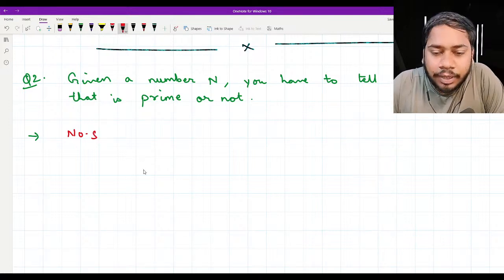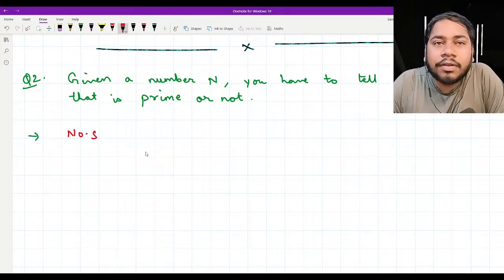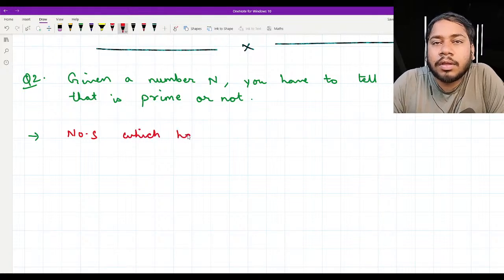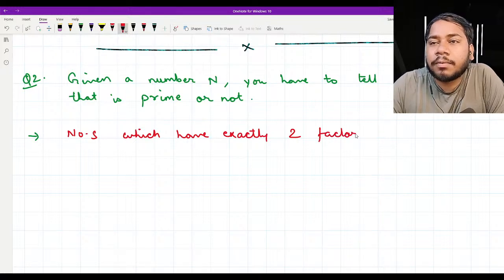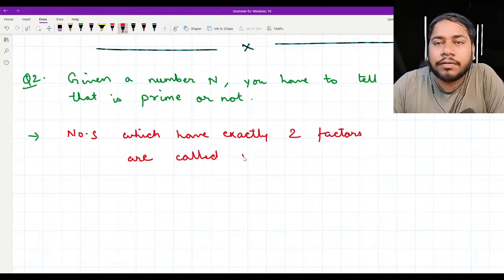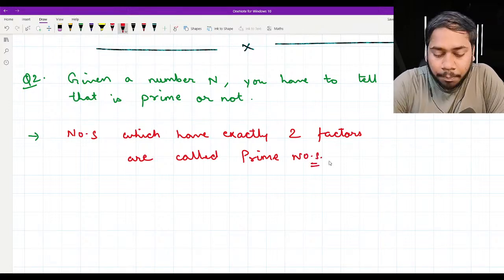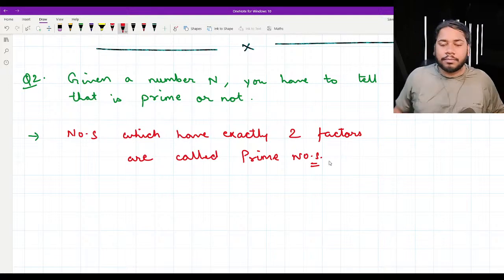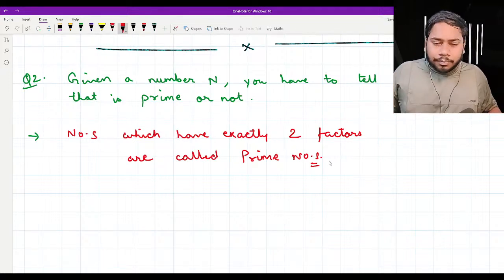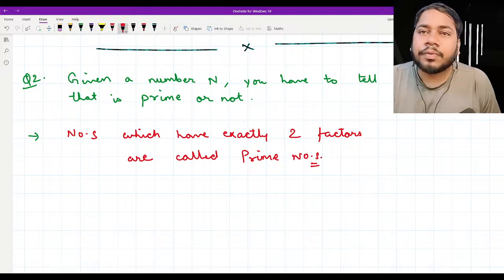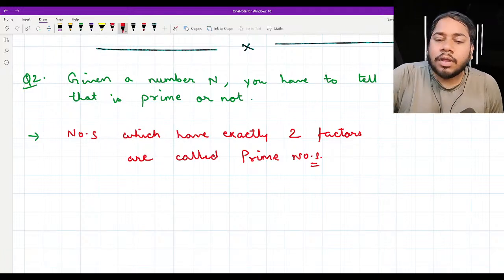Can you guys tell me the definition of prime numbers? Numbers which have exactly two factors are called prime numbers. Please remember this. So now, how will we achieve this?